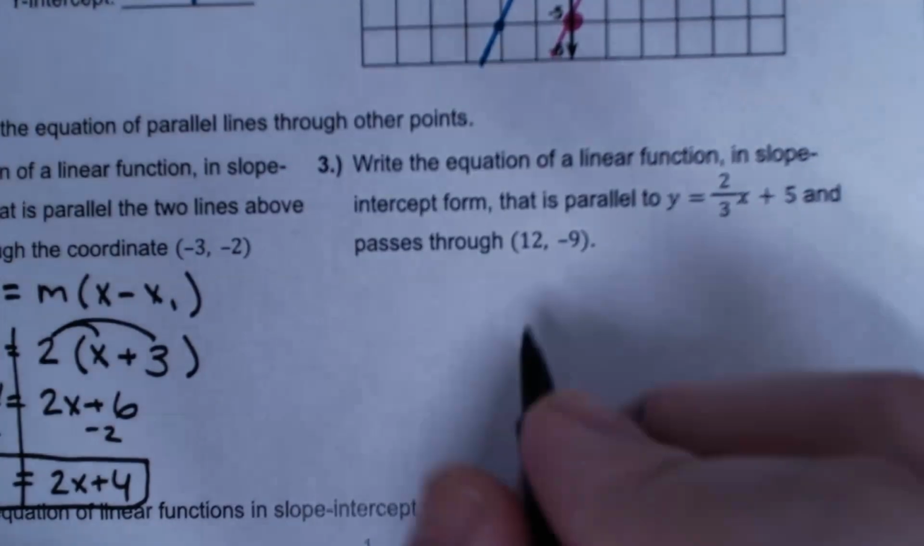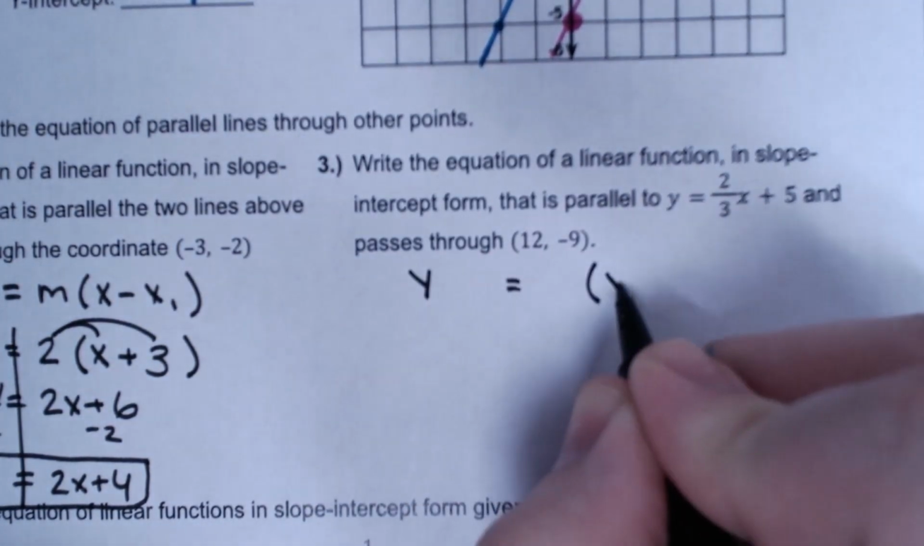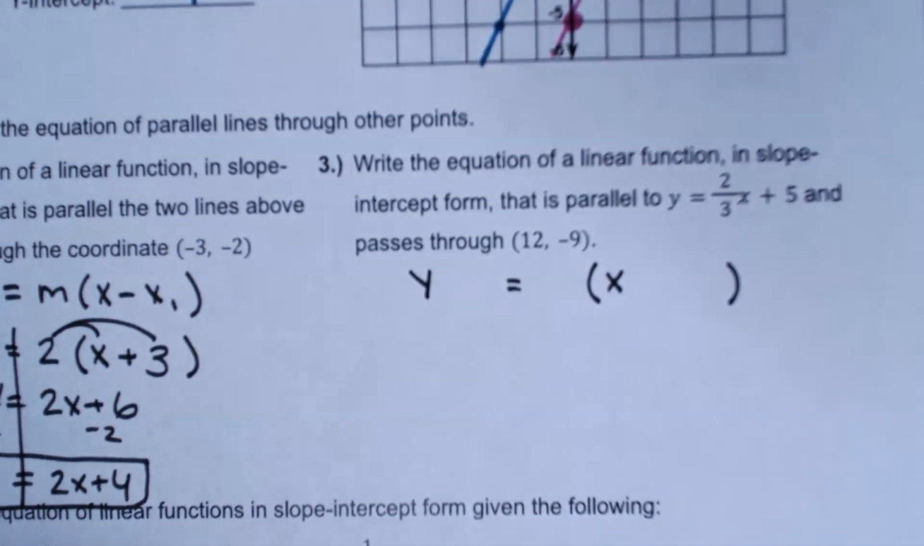Okay, can y'all help me set up the point slope formula for the next one? Here's my skeleton, but I got 3 numbers I got to plug in. For number 3, it says it's got to be parallel to 2/3 x plus 5 and go through 12, negative 9.